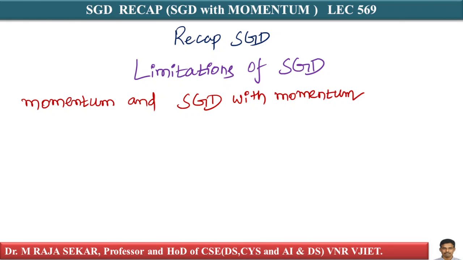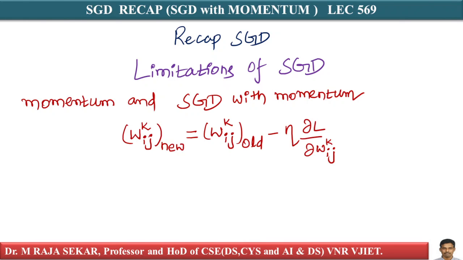Imagine you have your weights W_kij. What do we do in each iteration? We say W_kij new equals W_kij old minus eta into the derivative of the loss function with respect to the weights, isn't it? You are computing the derivative of L.